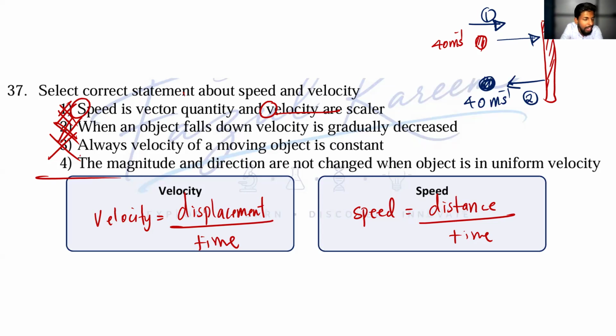Even if you didn't get the idea for the fourth one, definitely you can say the first, second and third answers are wrong. Am I right or wrong? So according to that concept, we can say the fourth one is the answer.